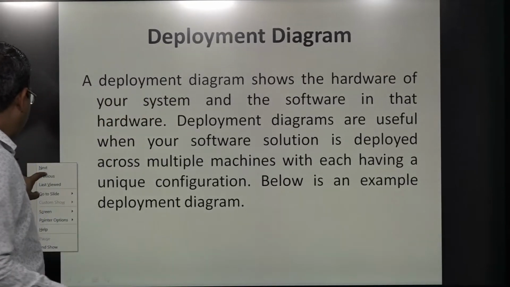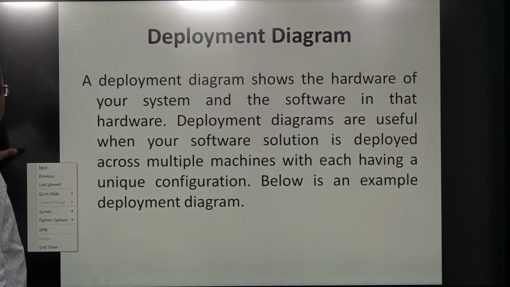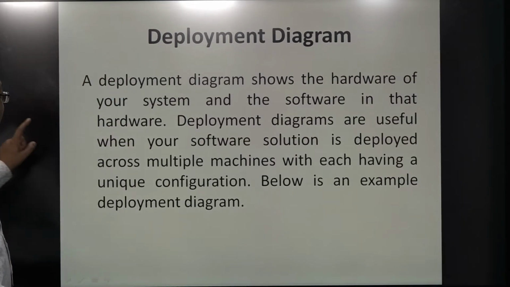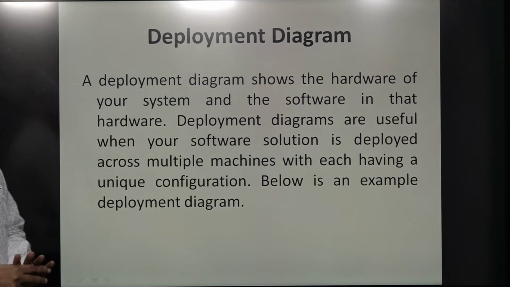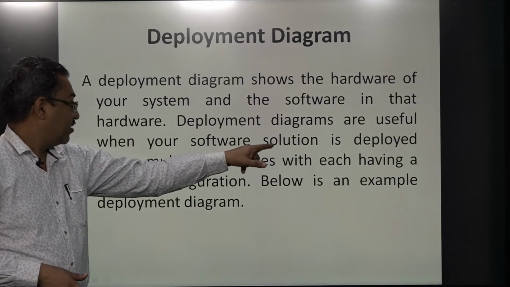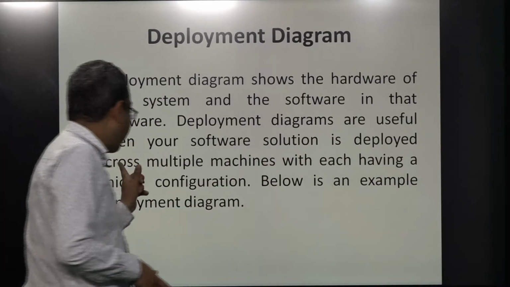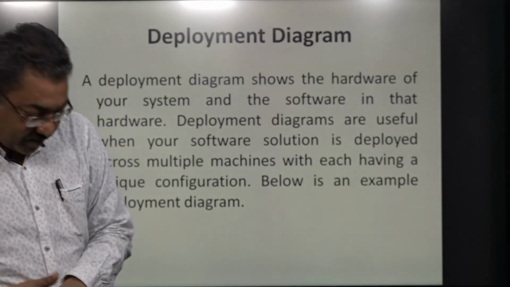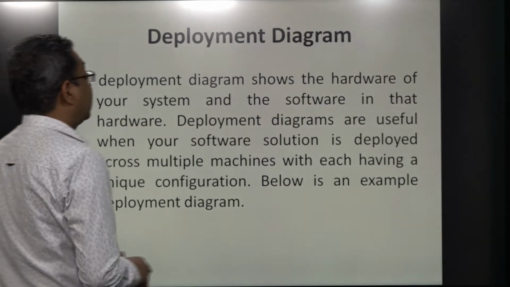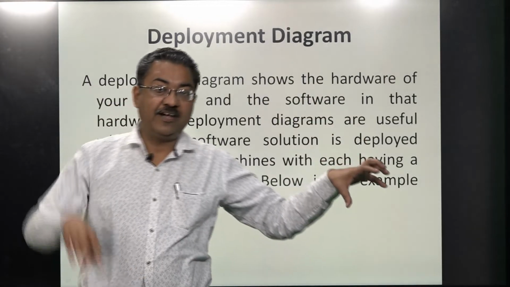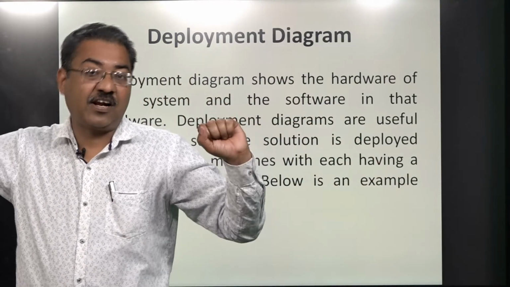ठीक है. Next, if I go for the deployment diagram, right? How your system is going to be deployed, it deals with that, right? A deployment diagram shows the hardware of your system and the software in that hardware. Deployment diagrams are useful when your software is deployed across multiple machines. How your system is going to be deployed? For example, in case of any client server system, some part of the system is at the client level and some is at the server level, right?